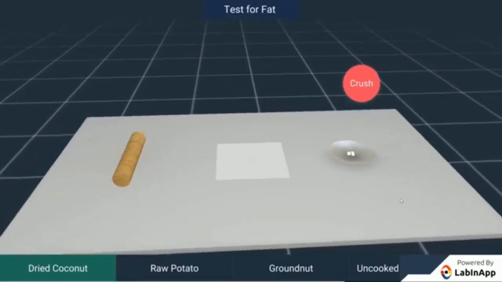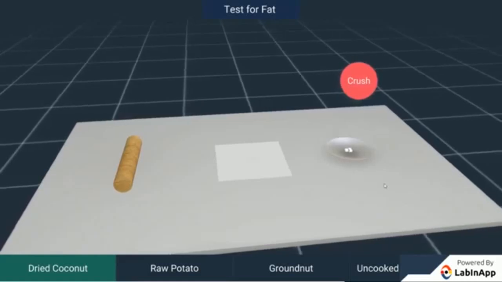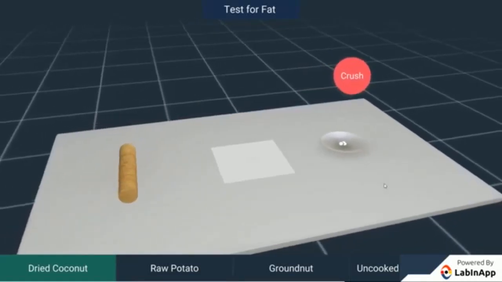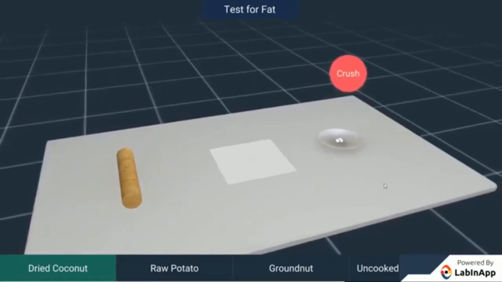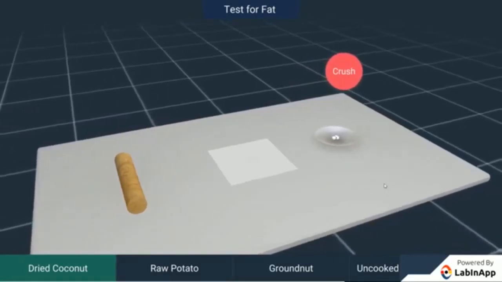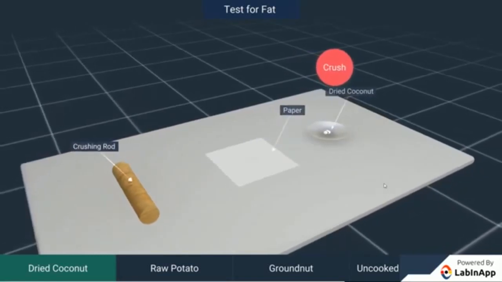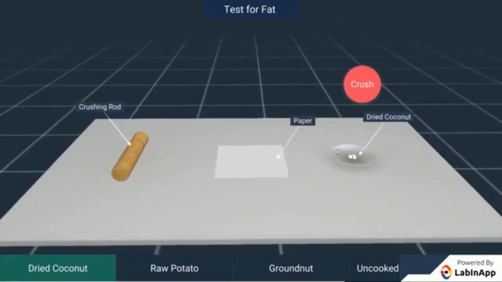We know that food items contain different components like carbohydrates, proteins, fats, vitamins and minerals. Let us test different food items for the presence of fats. Here we have a sample of dried coconut. Crush it by wrapping it with a paper. Now open the paper and observe.